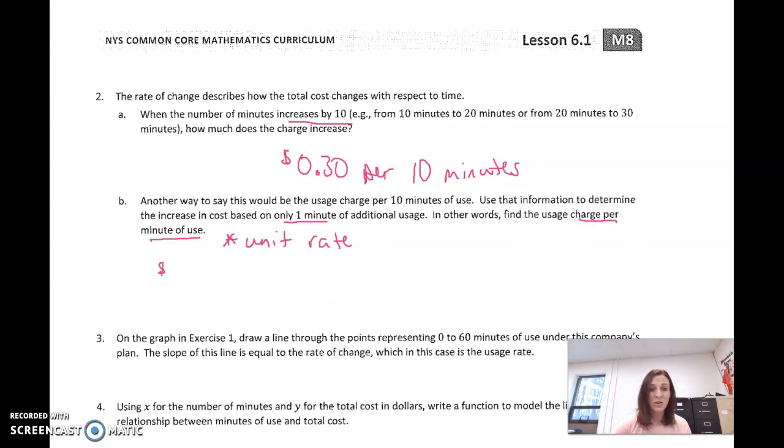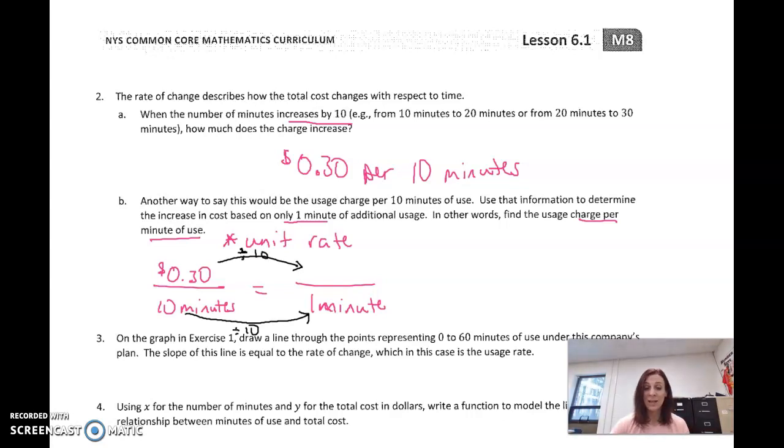If we know the cost per 10 minutes, and I want to know what it is per 1 minute, well, remember, what do I do to 10 to get 1? Divide by 10, right? So what am I going to do to 30 cents? I'm going to divide by 10. We've done this before. We found unit rates. Hey, it's great that's per 10 minutes, but I want to figure out 1 minute, so I'm just going to divide by 10. Don't overthink it.